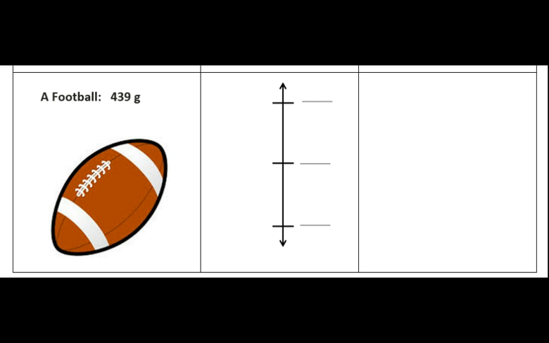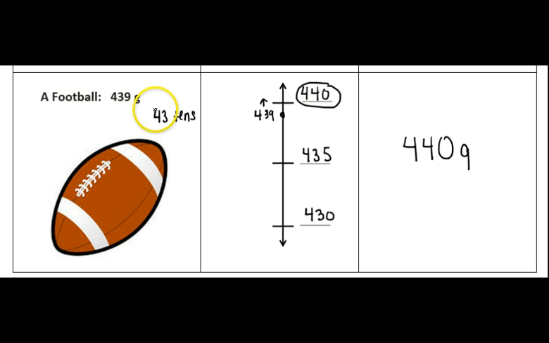And my last problem shows a football that weighs 439 grams. The number 439 has 43 tens in it. That will be my bottom number. 43 tens is 430. 10 more than that is 440. The midpoint is 435. Let's place 439 on the number line. And since that falls above the midpoint, we're going to round up. That means that 439 grams rounded to the nearest 10 equals 440 grams.